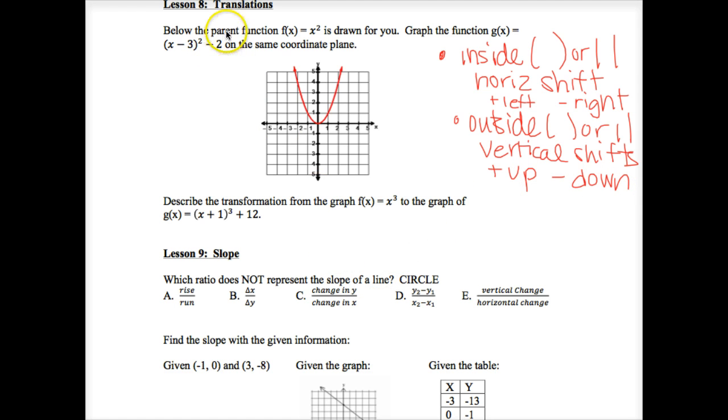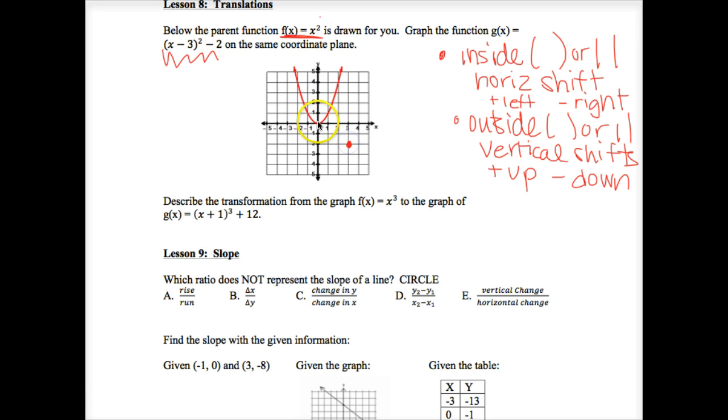So here, when I look at this equation, here's my parent, just plain old x squared. Now I'm changing that to this guy. Inside the parentheses, I have a minus 3, so that means I need to go right 3. Outside the parentheses, I have a negative 2, so that means down 2. So I move everything about this graph right 3 units and down 2 units.